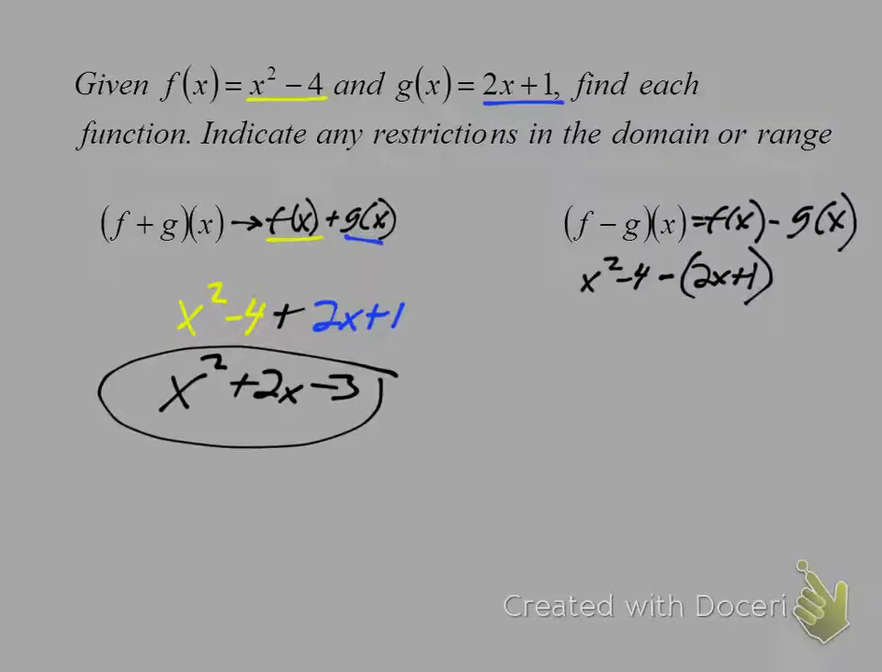That still holds true here. So that negative sign between the two functions, you got to do what? You got to flip their signs. You got to distribute it. So x squared minus 4 minus 2x minus 1. And then combine like terms. x squared minus 2x minus 5.